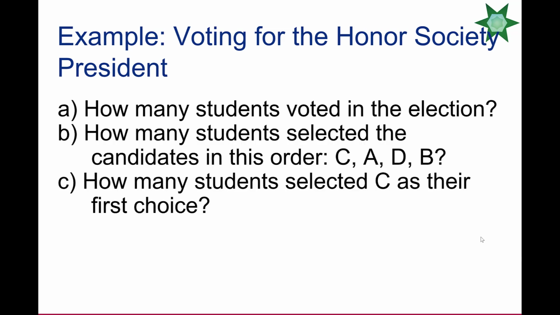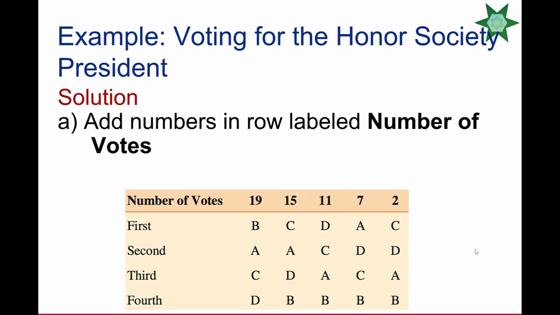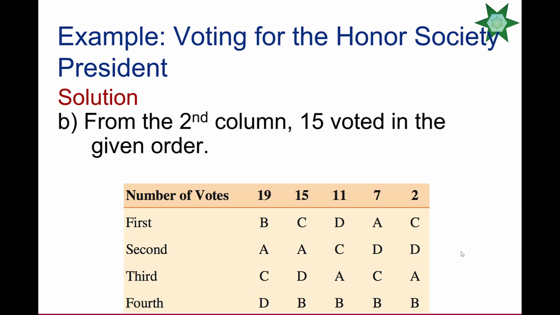So 3 questions. How many students voted? How many students selected a particular order, C, A, B, D, and how many students selected C, Camille, as their first choice? So to find out how many students voted, you're going to add up the numbers in the top row, which is labeled the number of votes. And we see here there were 54 total votes.